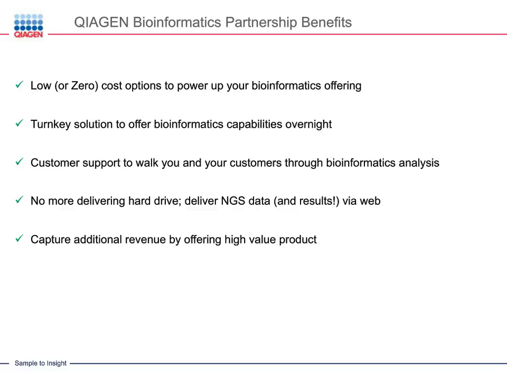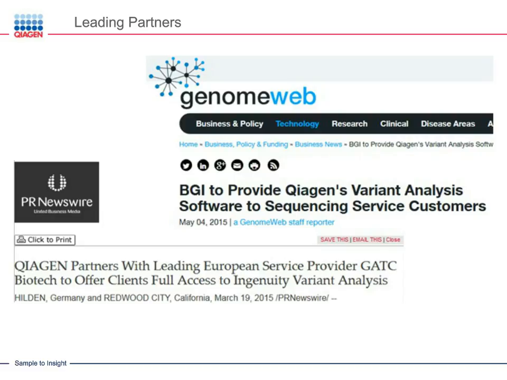And once you start offering interpretation services, NGS interpretation services as part of your offering, you can actually upsell and charge more for your offering. But don't just take our word for it. We've already signed up with a couple of prominent core labs or service providers. In March of this year, we signed up with GATC, which is a leading European service provider. And then a few months later, we signed up with BGI, which is the world's largest sequencing service provider in the world, to partner with QIAGEN Bioinformatics for their customer.